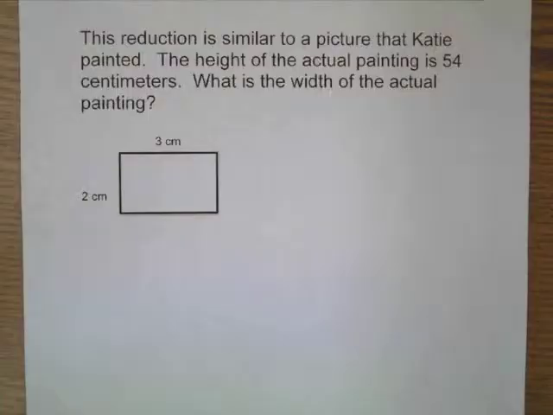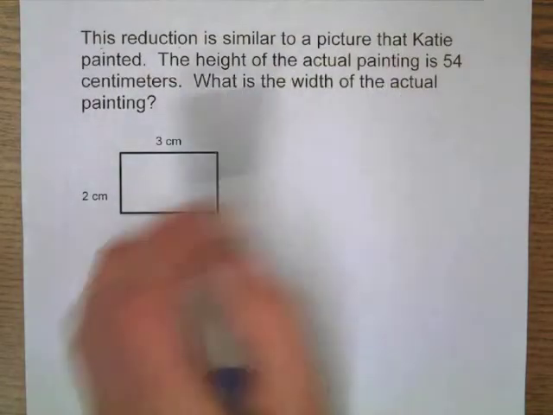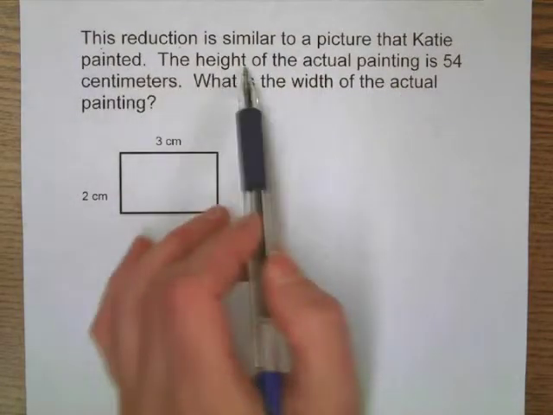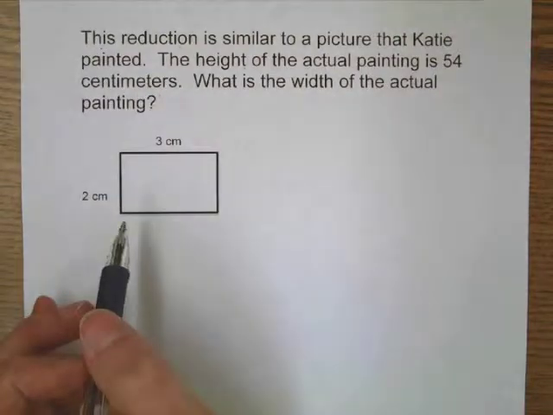Lesson 7-4, Example 2. Our objective is learning to use proportions to find missing measures in similar figures. So here we have a problem. This reduction is similar to a picture that Katie painted. The height of the actual painting is 54 centimeters. What is the width of the actual painting?